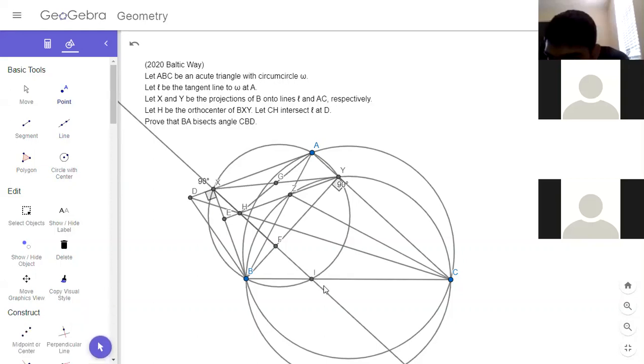Angle XIB will be equal to angle ACB because they're parallel. I see. So I guess another way to think about it is angle AXB is 90 degrees, so angle AIB is 90. So I is the foot of the perpendicular. So they lie on the circle. All right, that is a good idea.